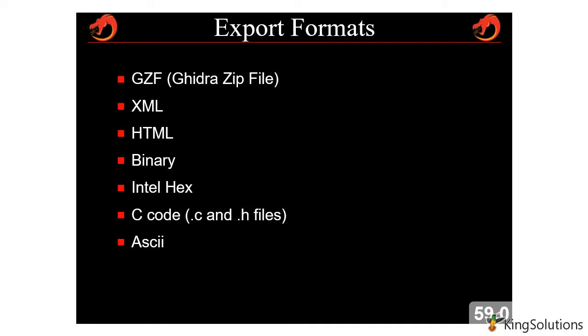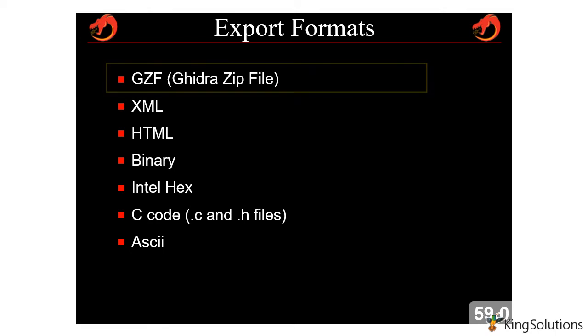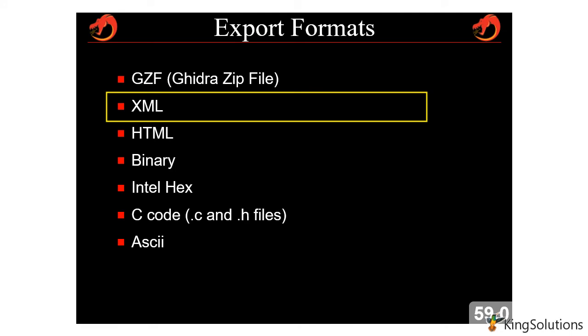Export formats. Ghidra allows users to export a selection or an entire program to the following formats. Ghidra zip file, GZF. This uses a custom format to compress all information contained in a Ghidra program, so that users can share program information. XML. This is used to export information about the current program to other tools. Note that there is a potential loss of information due to inconsistencies between tools.